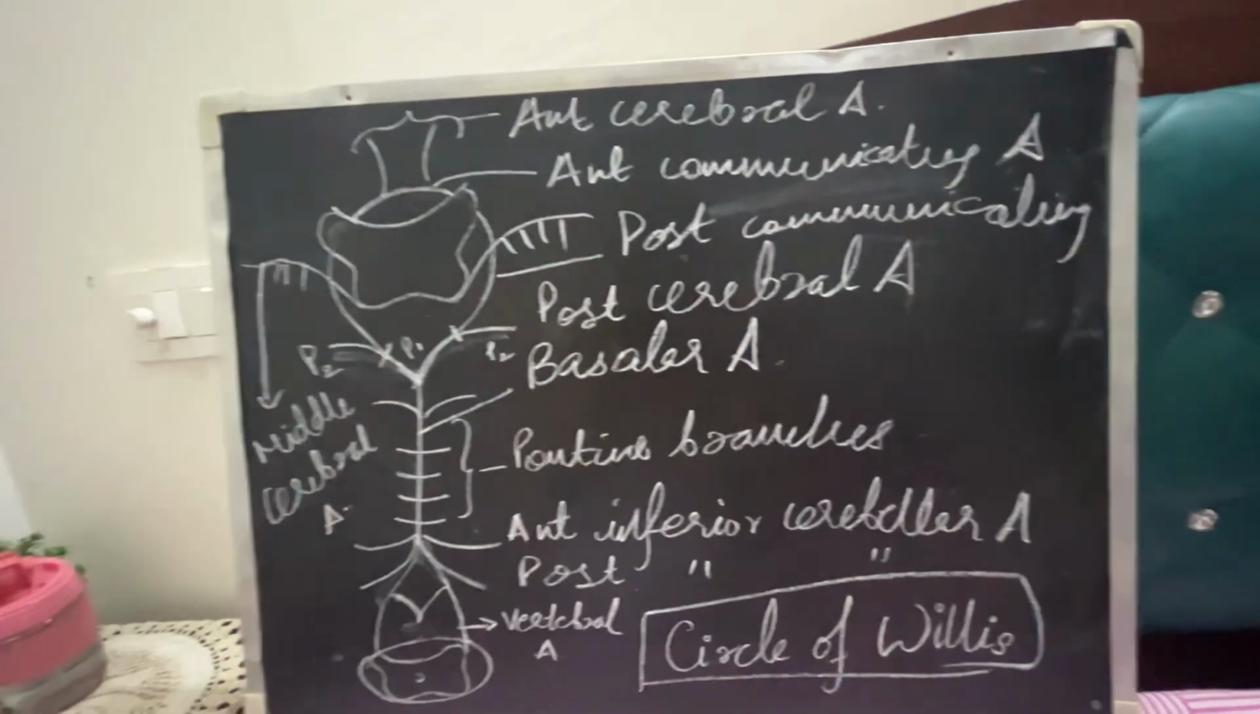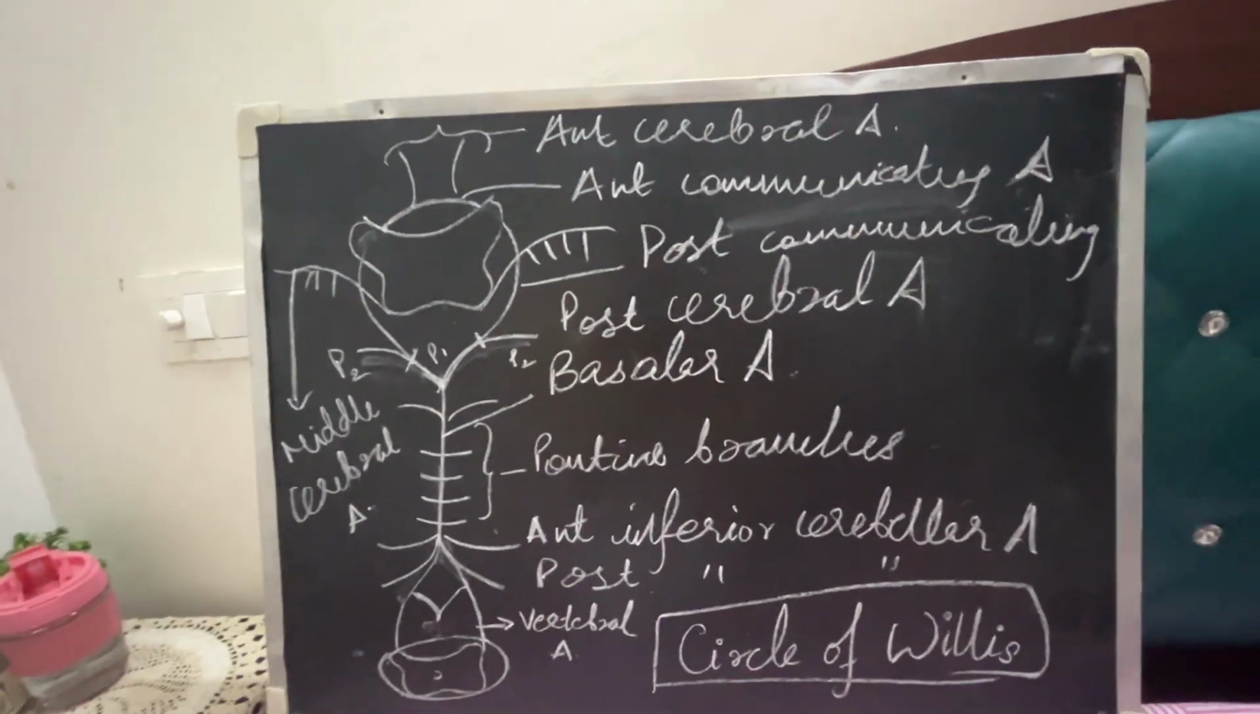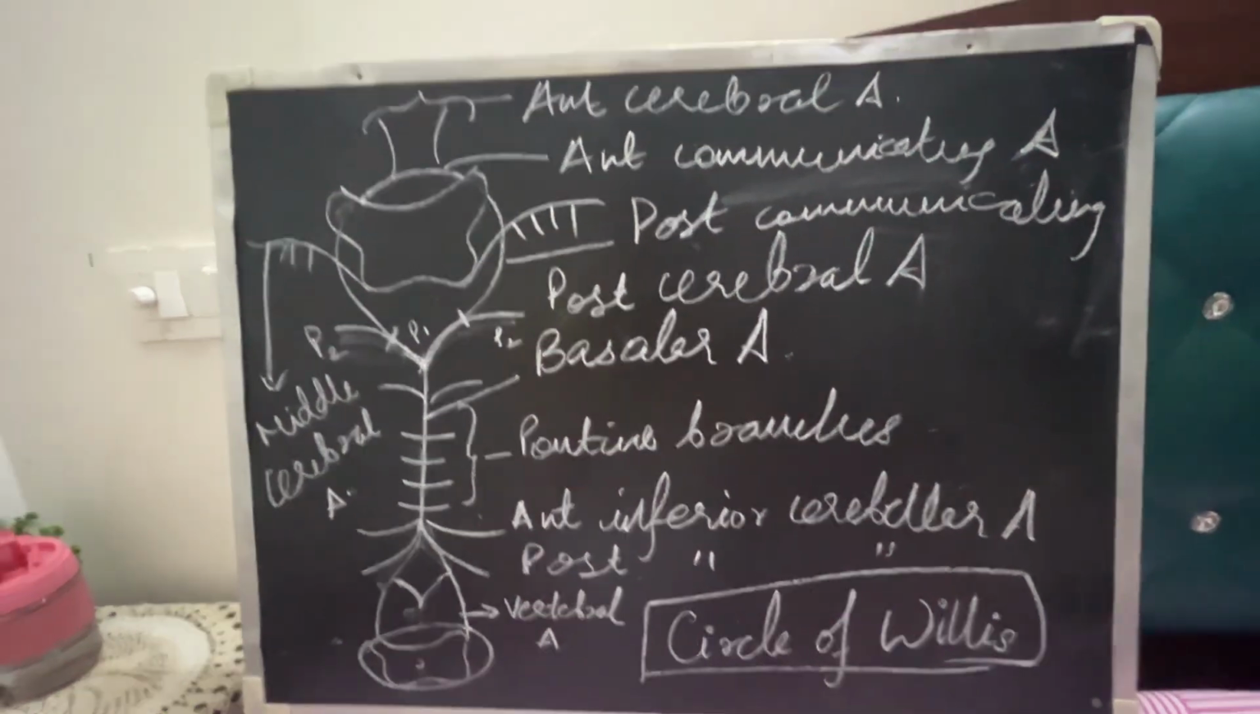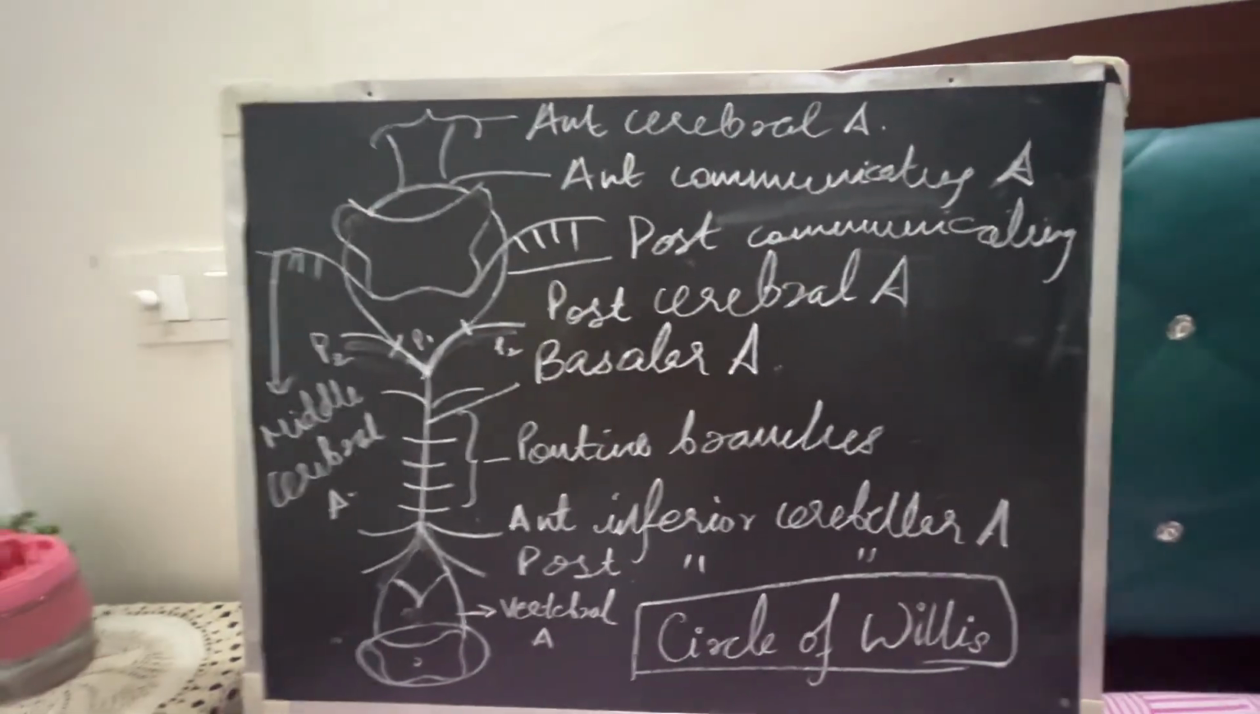So, let's start. First of all, the Circle of Willis plays a very important role in supplying blood to various parts of our brain.